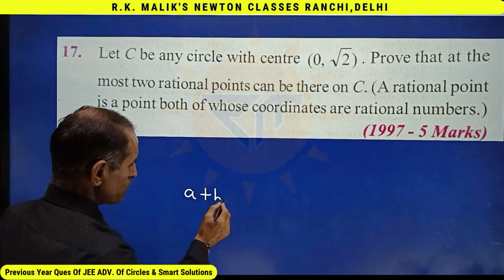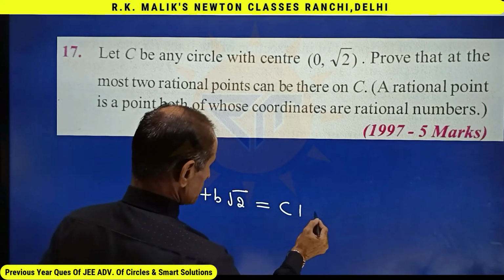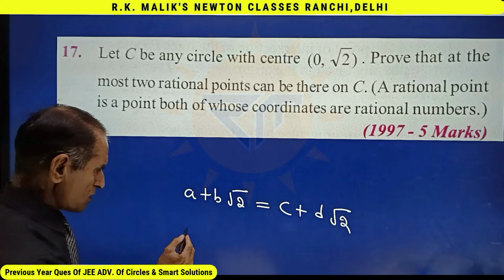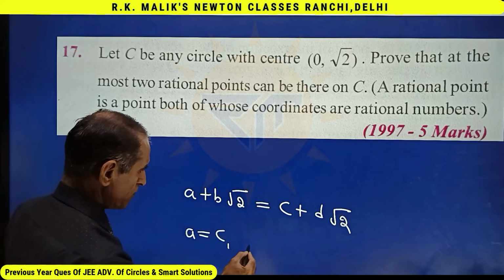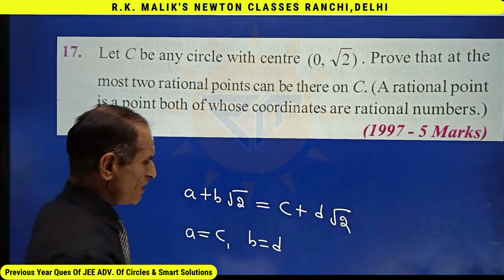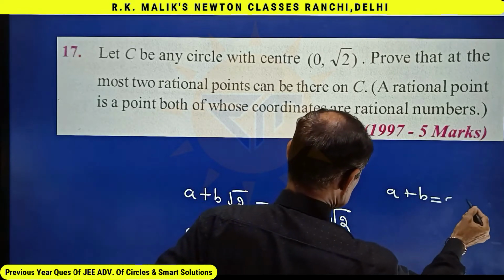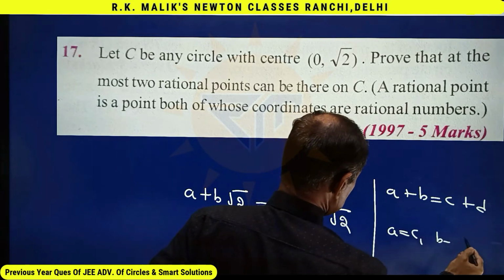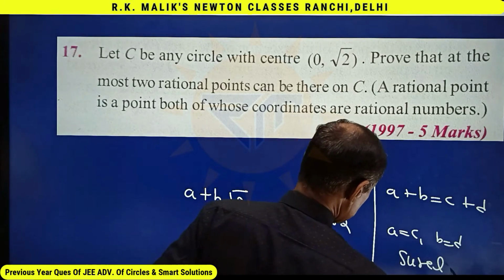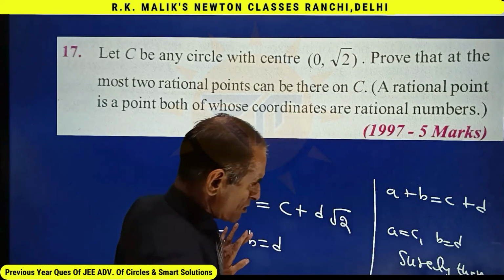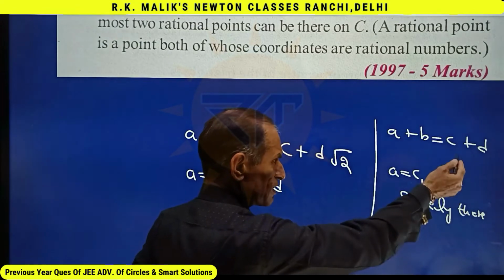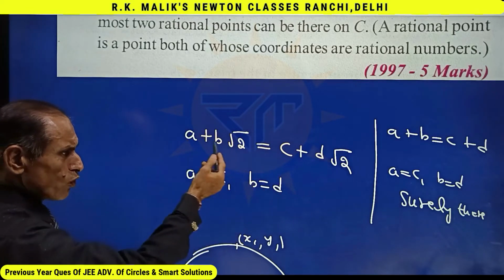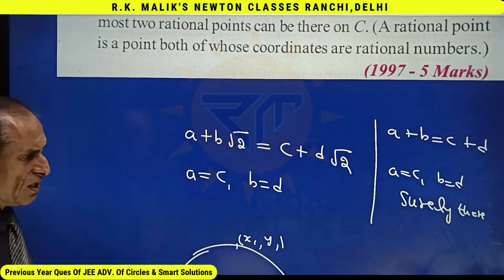If a plus b root 2 is equal to c plus d root 2, where a, b, c, d are all rational numbers, this surely means that a will be c and b will be d. Obviously, if a plus b is equal to c plus d, it doesn't mean that a equals c and b equals d surely. The surety of this doesn't come from here, but the surety of this comes from here. Note that I am taking the case when a, b, c, d are all rational numbers.